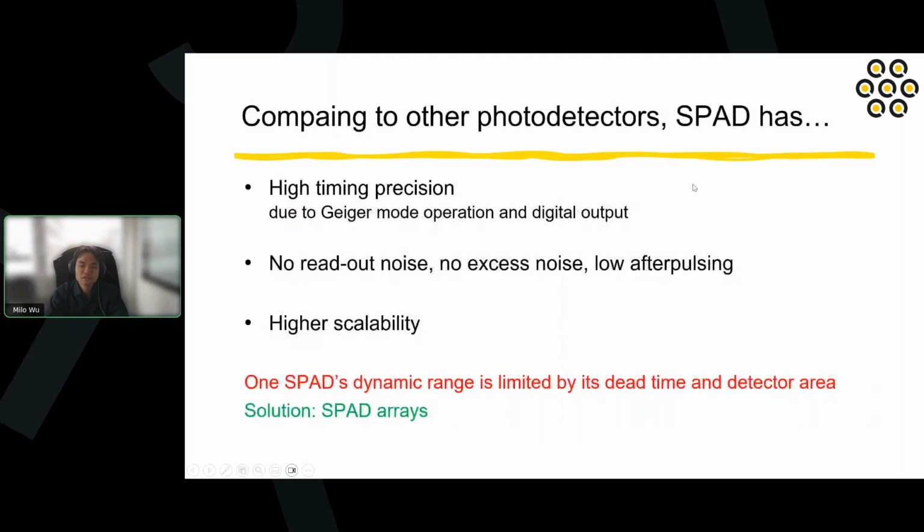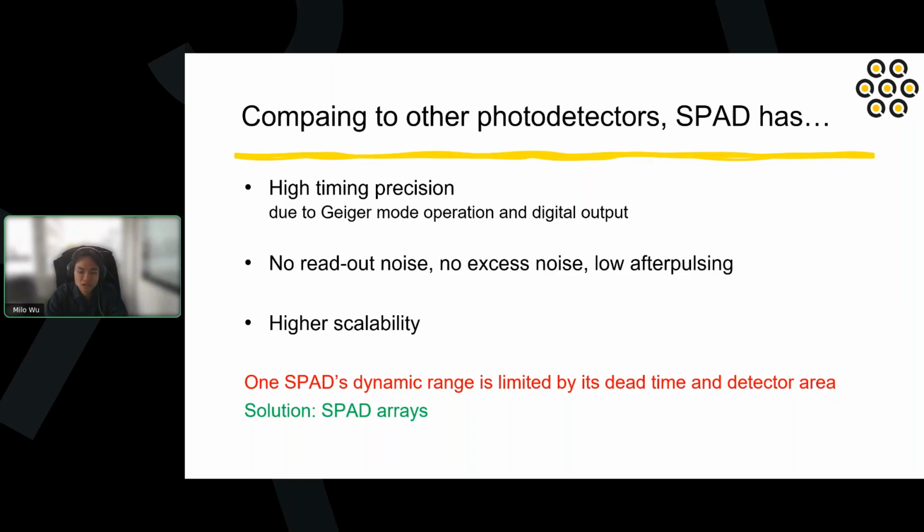So if we compare to all the other photodetectors, SPAD has, first, higher timing precision due to its Geiger mode operation and digital output. There's absolutely no readout noise, no excess noise, and low afterpulsing, and it's highly scalable.